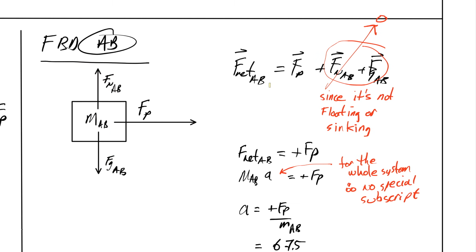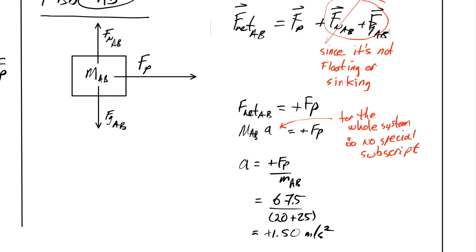However, it's a moot point, and that's because the normal and the force of gravity are going to mutually cancel each other out. And we know this because the wagons are not floating or sinking. There is no motion in the vertical, therefore there's no acceleration in the vertical. As a result, they cancel out to zero. So effectively, our F net acting on AB combined is just the X component, and it's equal to positive FP.